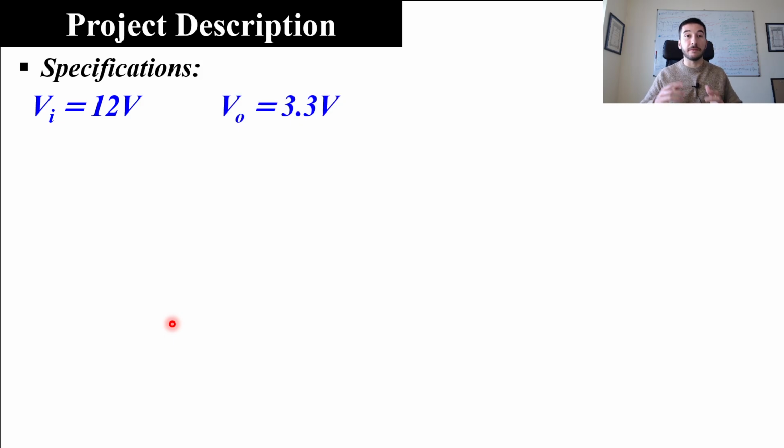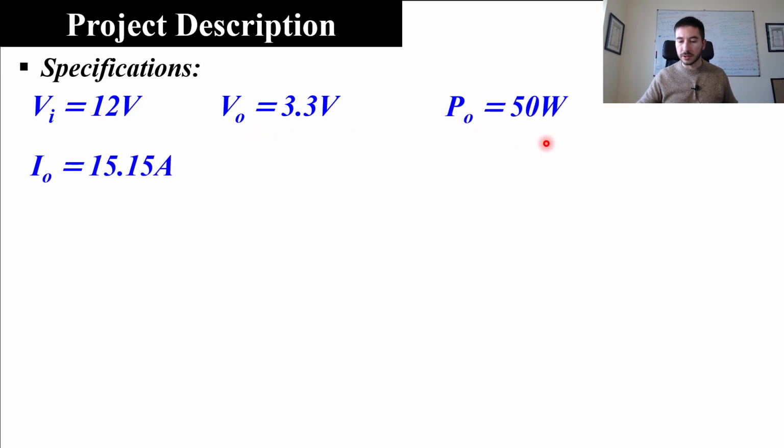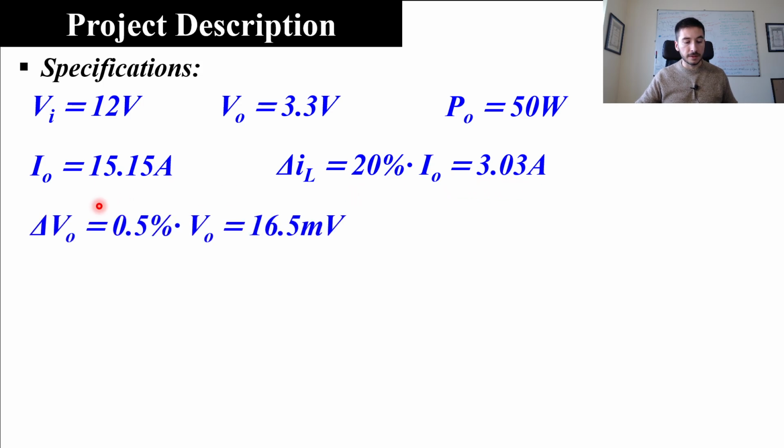Well, here we have the specifications we are going to consider for the buck converter design. The input voltage is 12, output voltage 3.3. We are going to consider that the output power is 50 watts, so the output current is 15.15. The peak-to-peak current ripple through the inductor is 3.03 amps. The peak-to-peak output voltage ripple of the design must be equal or lower than 16.5 millivolts.